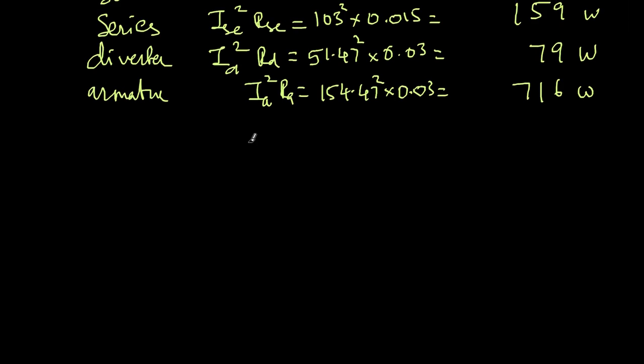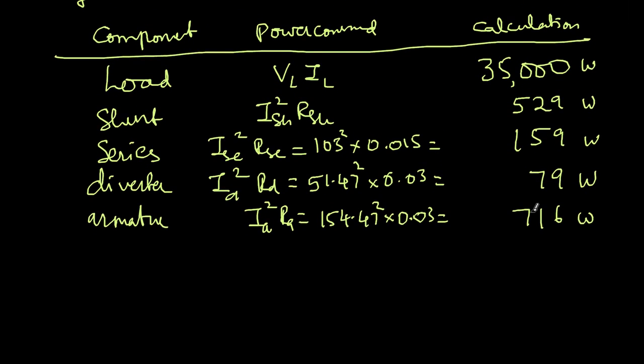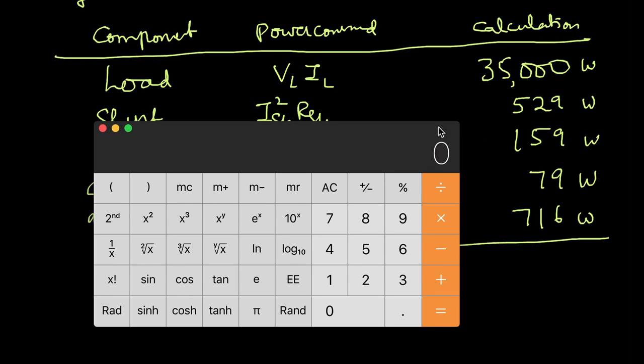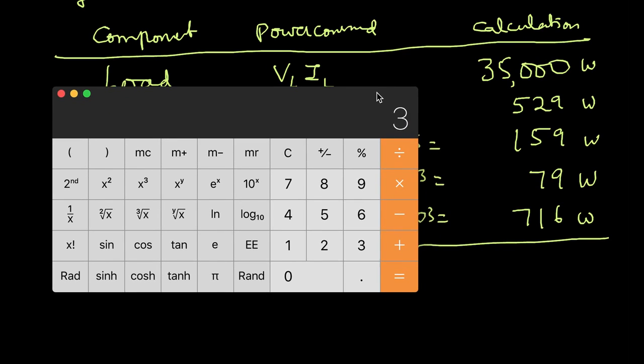So these are all the components where the power is being consumed. Let's add this: 35,000 plus 529 plus 159 plus 79 plus 716. So it is 36,483.